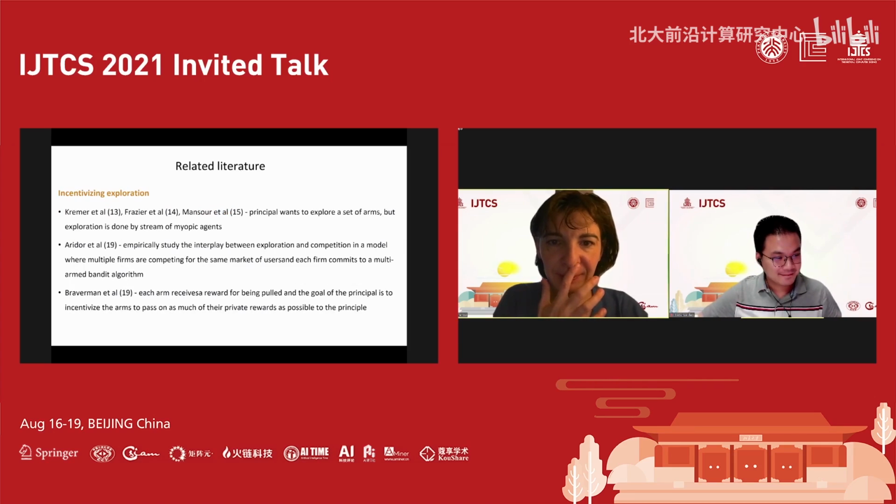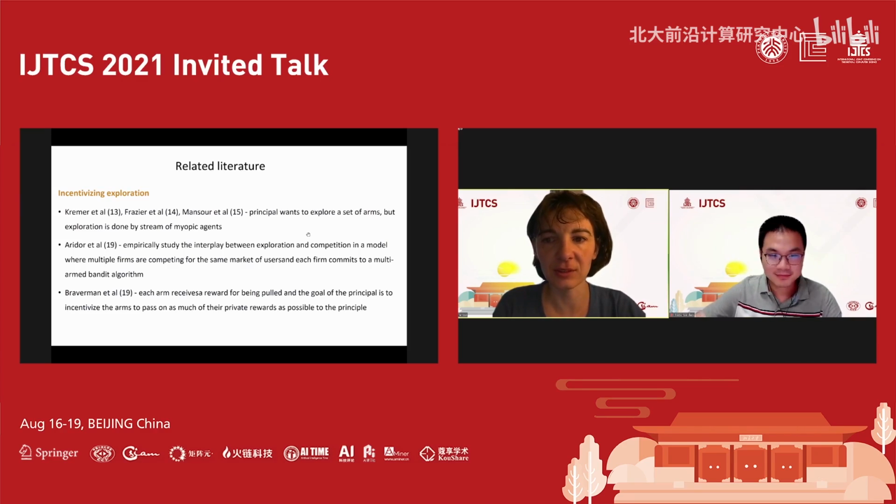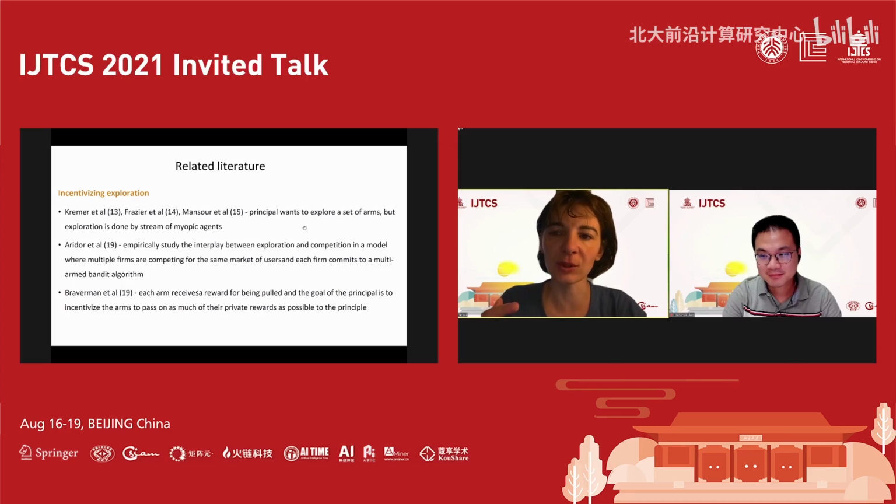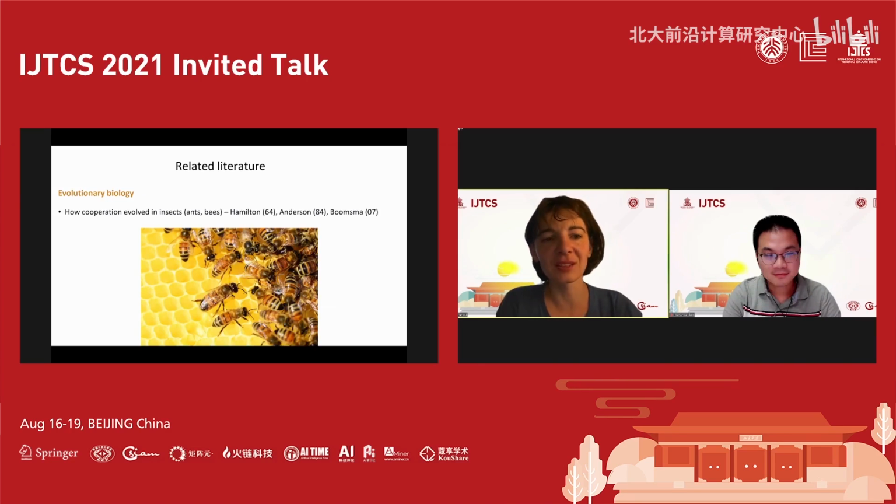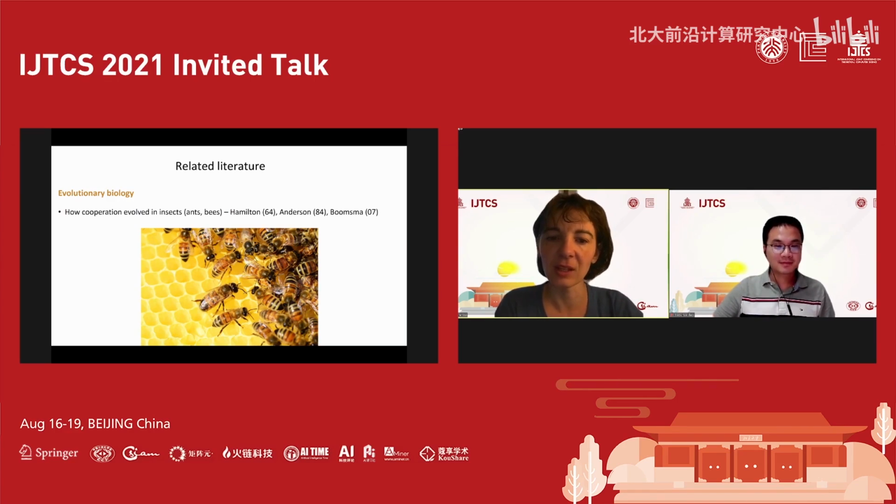Okay. So there is also work on incentivizing exploration. But that's a different model where there is a principal that wants to explore a set of arms, but the exploration is done by a stream of myopic agents, and they may choose to do something myopic and not do as much exploration. This also has some connections with evolutionary biology, where the question is how cooperation evolved in insects like ants and bees. There are studies by Hamilton, Anderson and others basically showing that insects that are identical or almost identical genetically cooperate more than other animals.